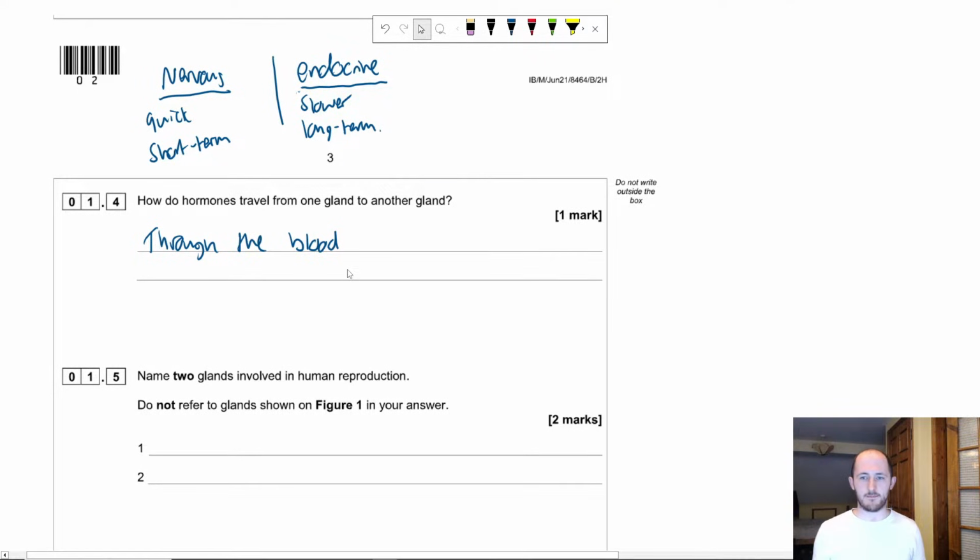So that's why, think about what would travel faster, your nerves, which are electricity, very quick, or through the blood, okay? So in terms of the endocrine system, it's through the blood because it's very slow and long-term.